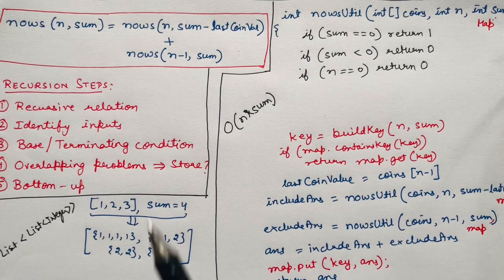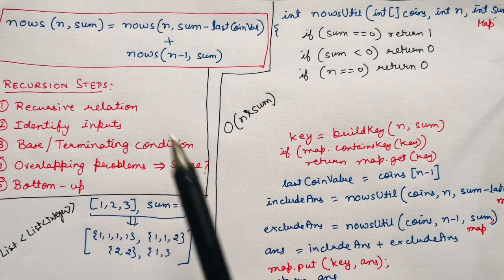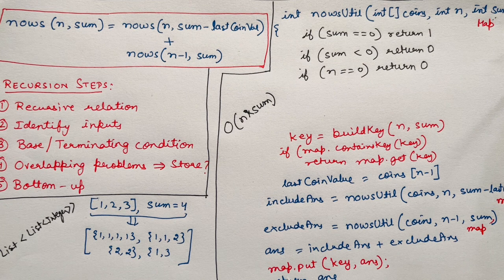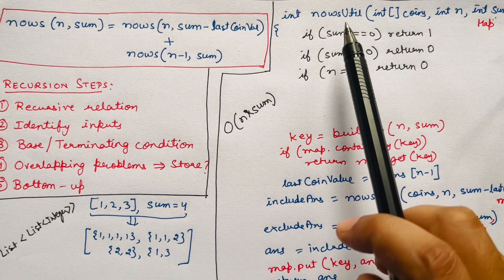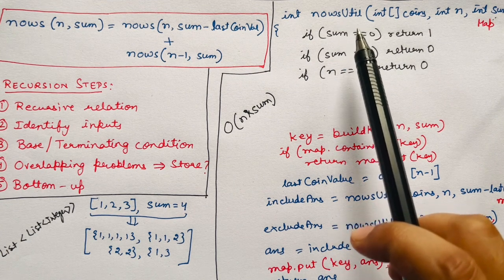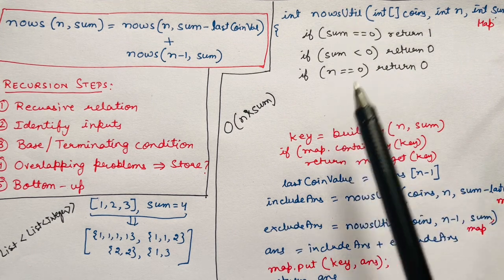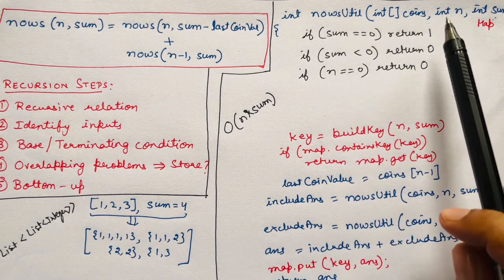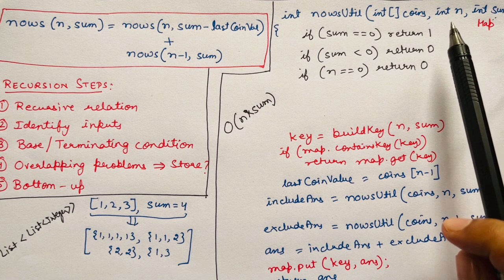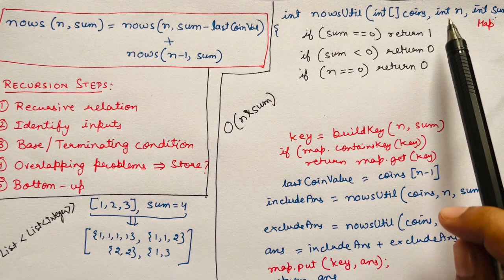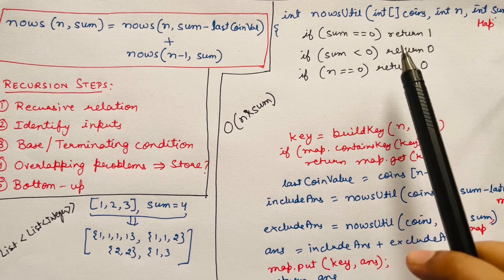We then tried to write this recursive relation into our algorithm. For that, we declared a new method, number of ways util. This method would be called recursively. It took as input an integer n, which denoted that we will consider the first n coins from this coins array.